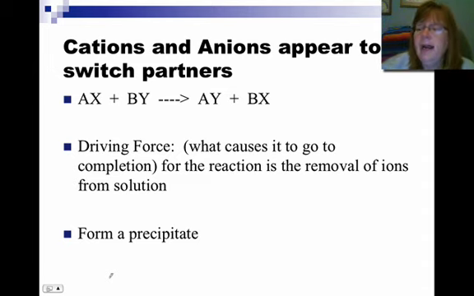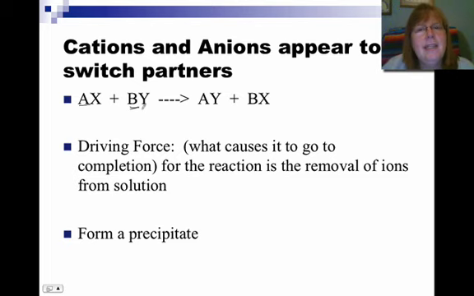And so here we have the AX and the BY. The A and the B would be your cations, or the positive ions, and the X and the Y would be our anions. What happens is they switch partners. So now we've got A with Y and B with X. If you ever see two reactants and they each have a partner, start thinking, this is going to be a double replacement, and they're going to switch partners.